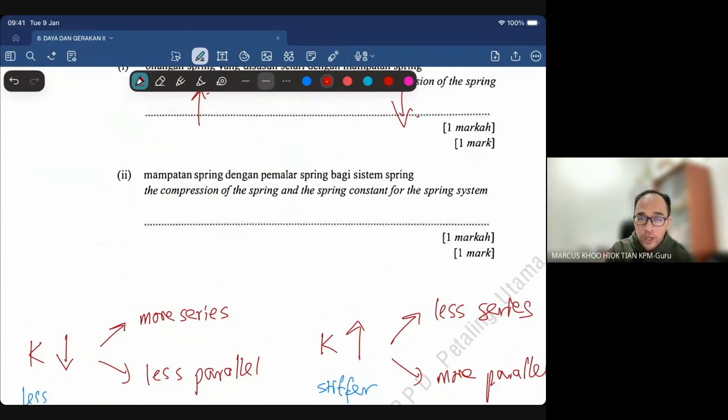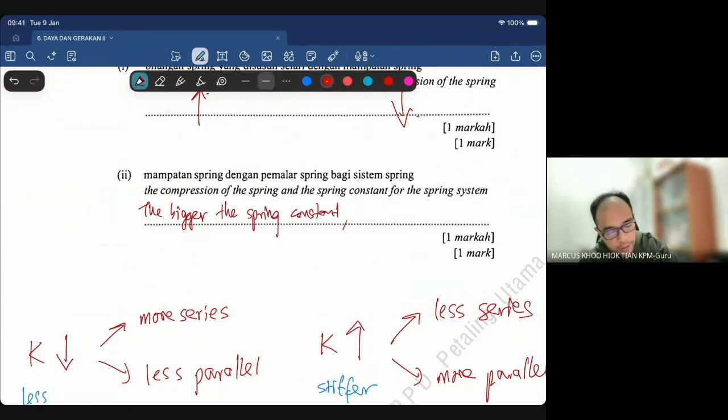I know that in this question they put the words compression first and then spring constant, but think about it. Spring constant is an inherent property of the spring. Okay, it belongs to the spring. It's not something that you can change. Compression is something you can change. So because spring constant is the manipulated variable, we always put the spring constant first. This one I'm going to write the full answer. Okay, the bigger the spring constant, the smaller the compression of spring.